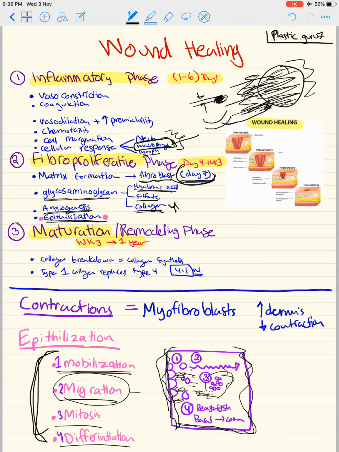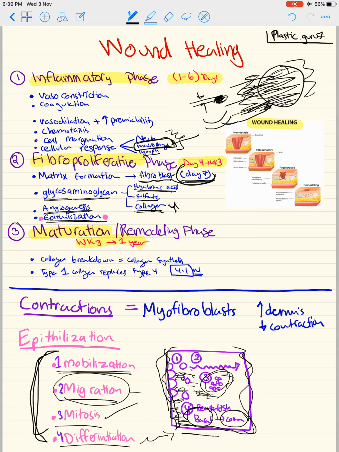proliferate via mitosis and differentiate to the necessary cell that is needed in this specific site of the wound, ranging from the basal layer to the stratum corneum.